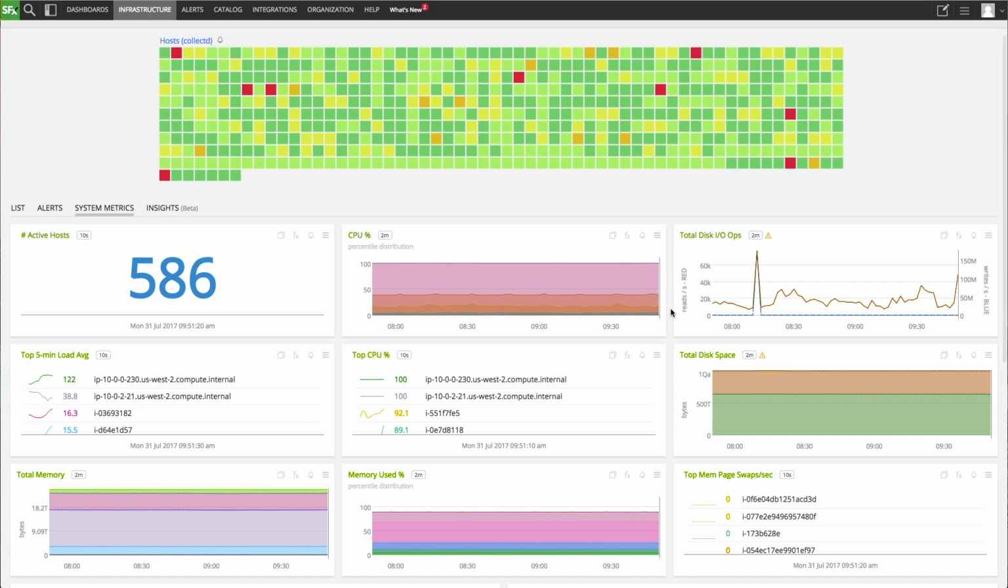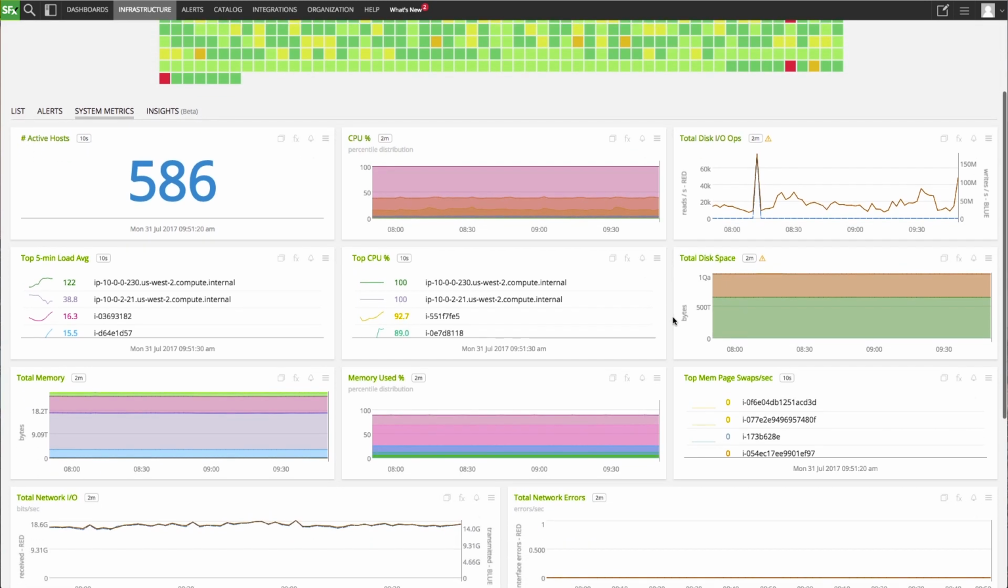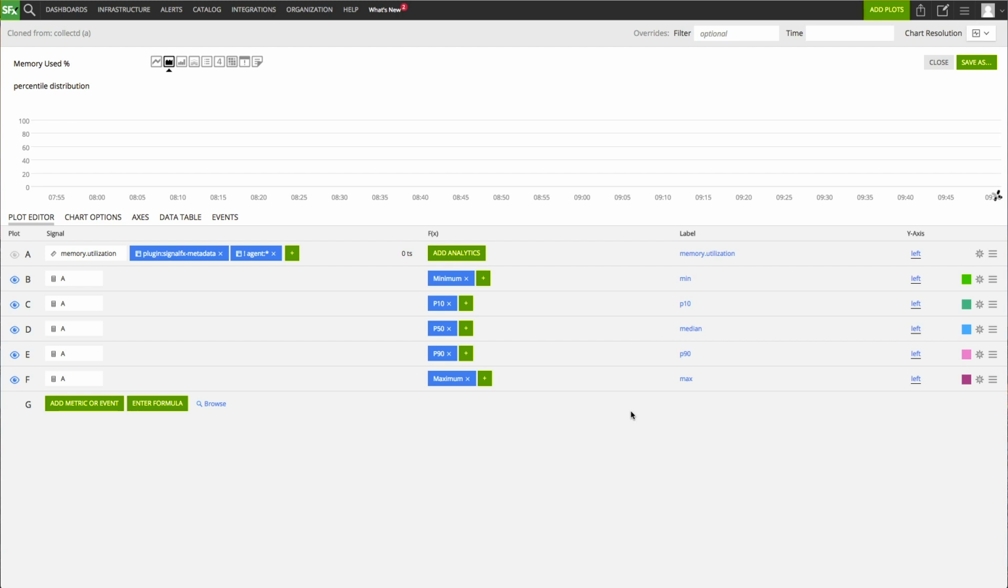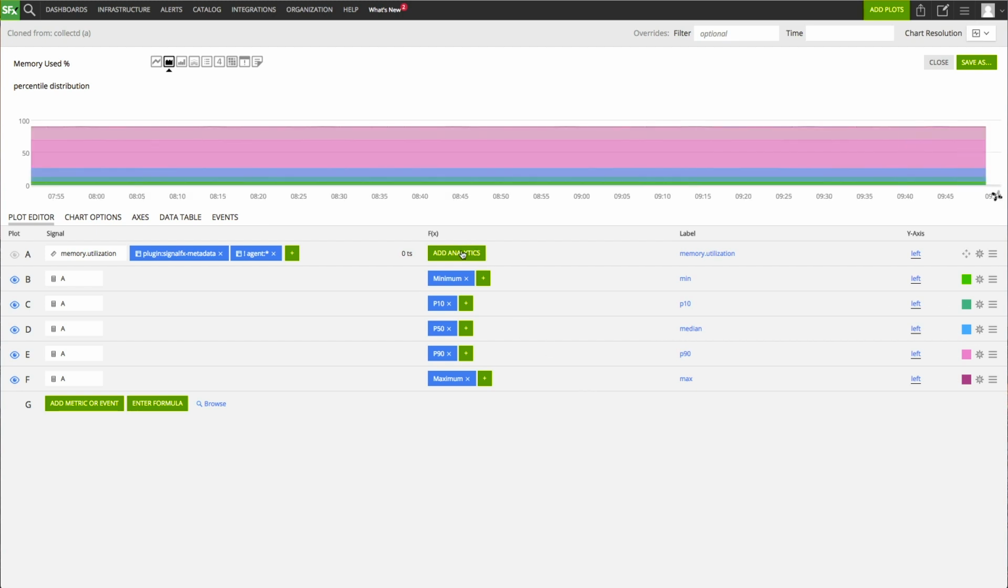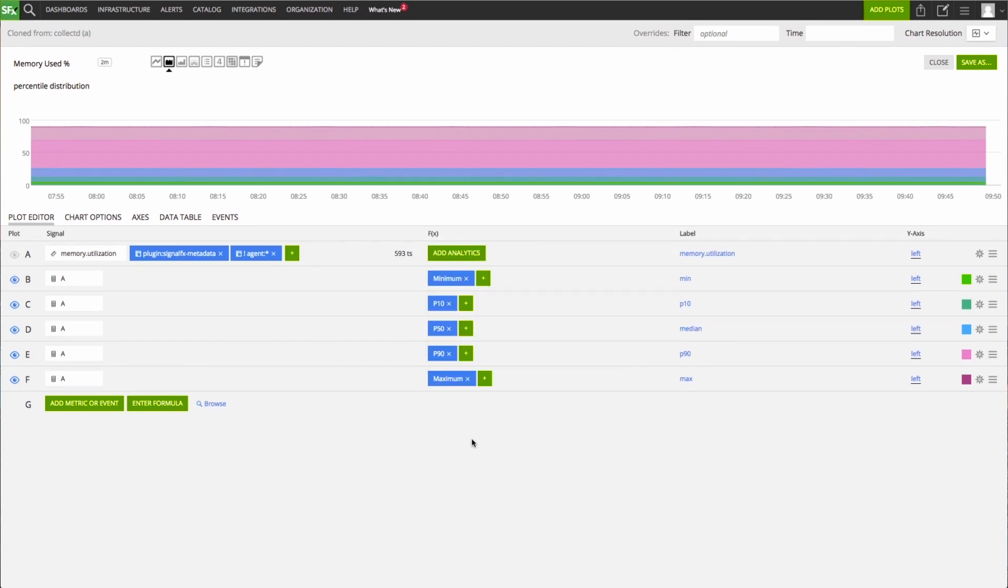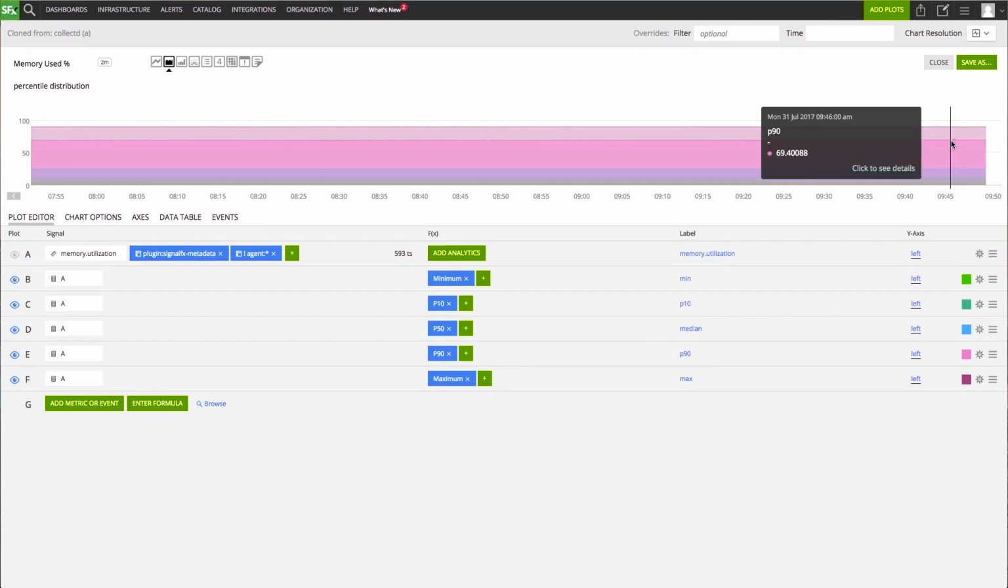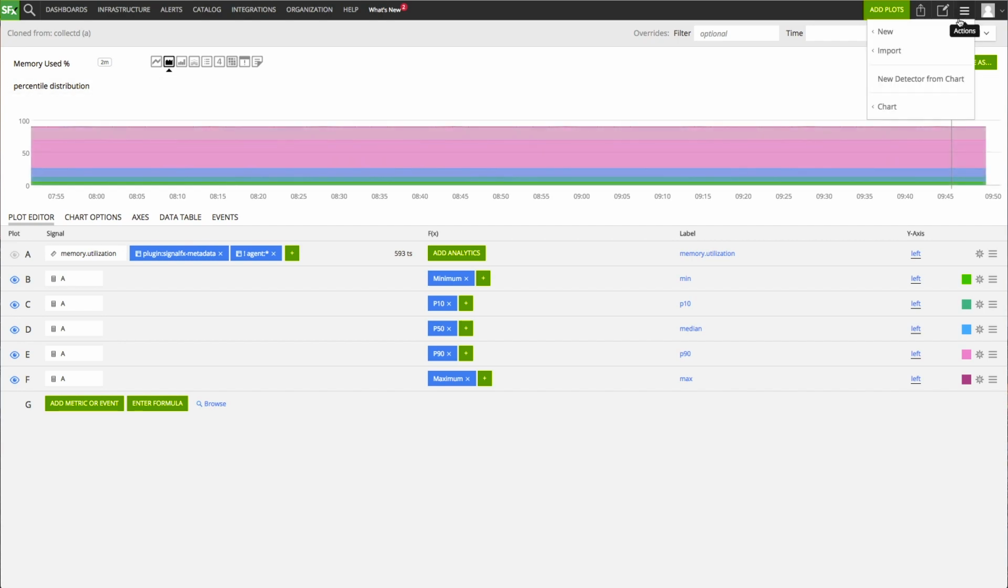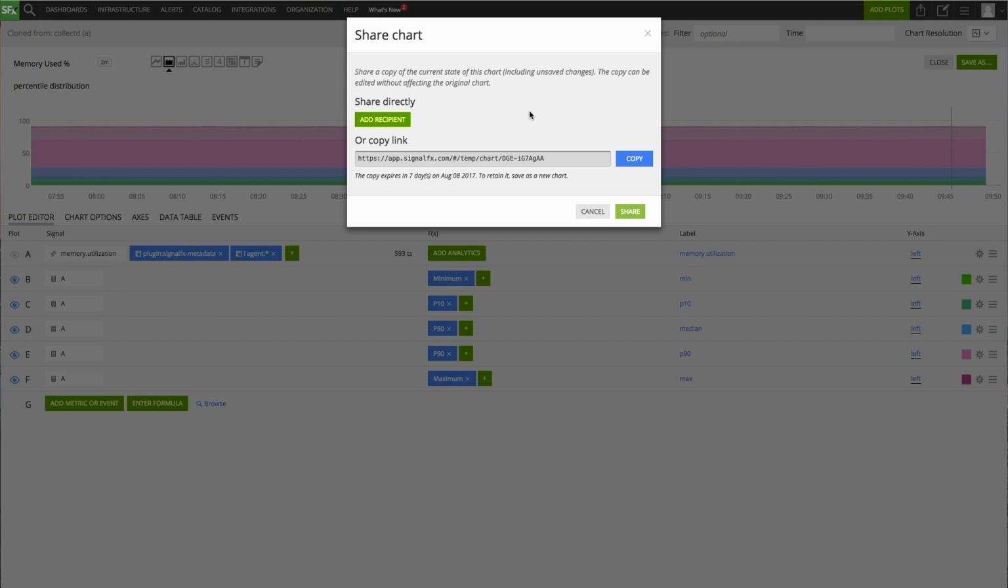SignalFx automatically provides a comprehensive user interface for understanding your compute environment, your open source services, as well as any other custom metrics. Individuals and teams can drill into finer grain metrics using analytics like aggregation, time shifting, and composite functions to design charts, dashboards, and alerts that represent meaningful KPIs. Sharing your charts is easy in SignalFx and allows for quick collaboration between you and your team.